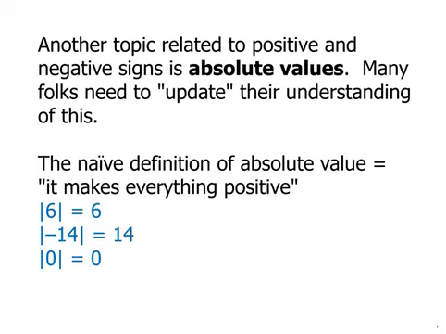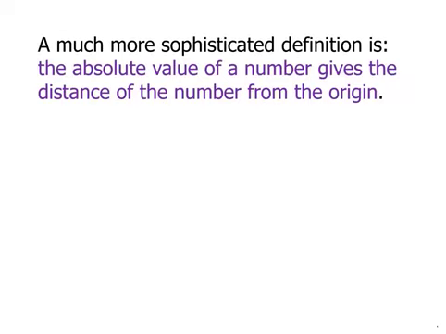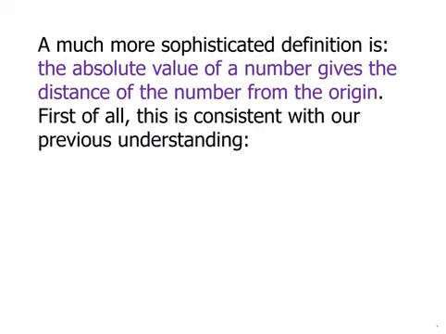Here's a much better way to think about absolute value. Much more sophisticated definition, the absolute value of a number gives the distance of the number from the origin. In other words, gives the distance of that number from 0 on the number line. So first of all, this is totally consistent with our previous understanding. The point 6 is the distance of 6 from 0 on the number line. The point negative 14 is a distance of positive 14 from 0, because distance is always positive. And of course, 0 is at a distance of 0 from 0.